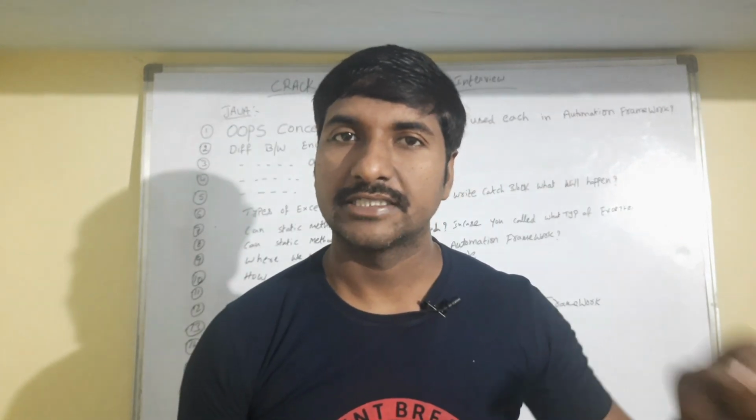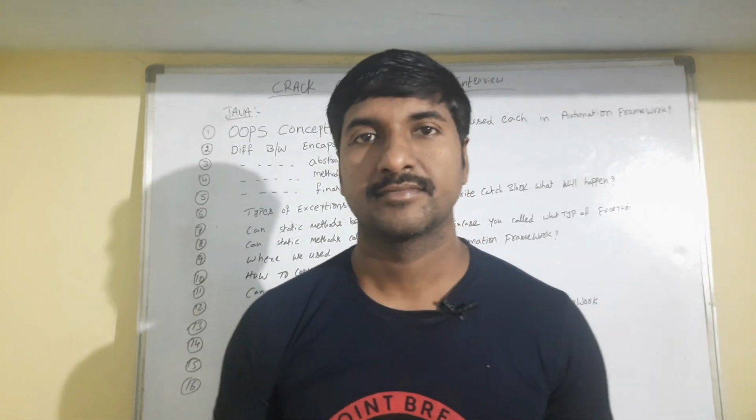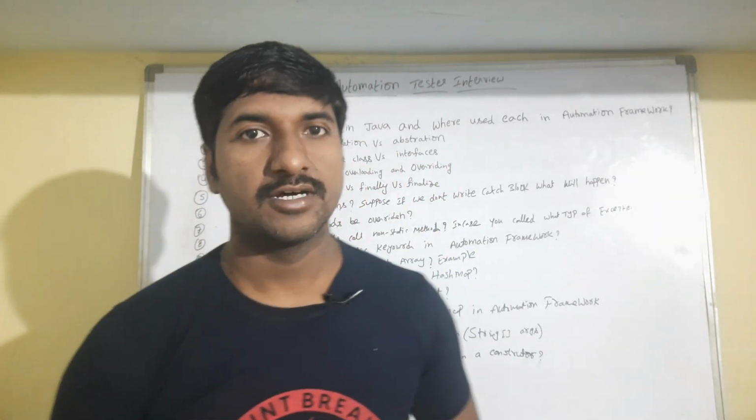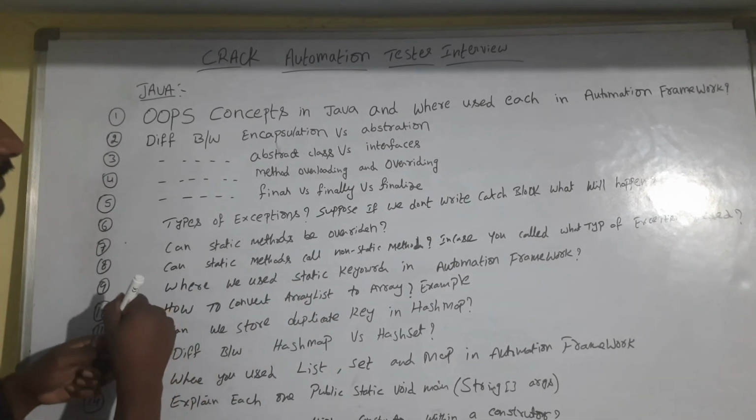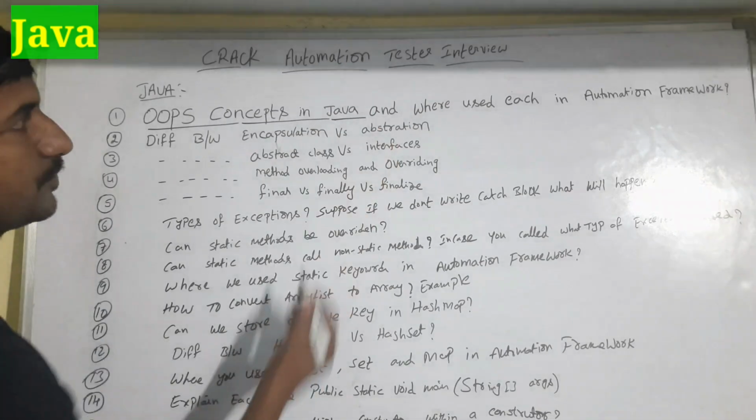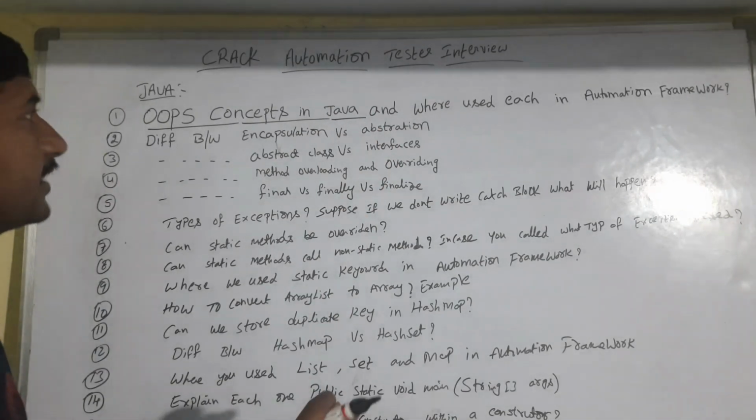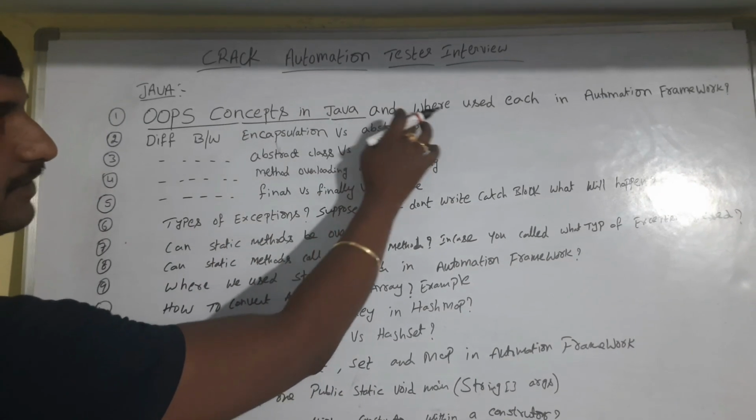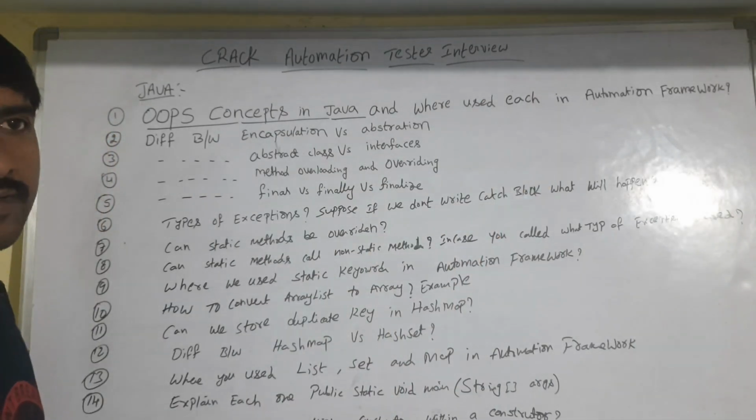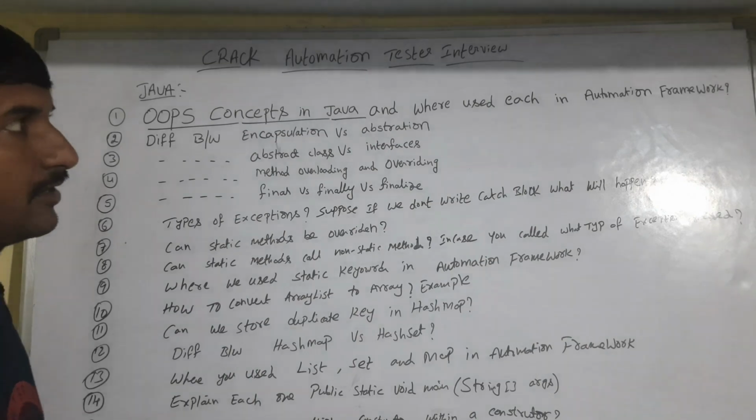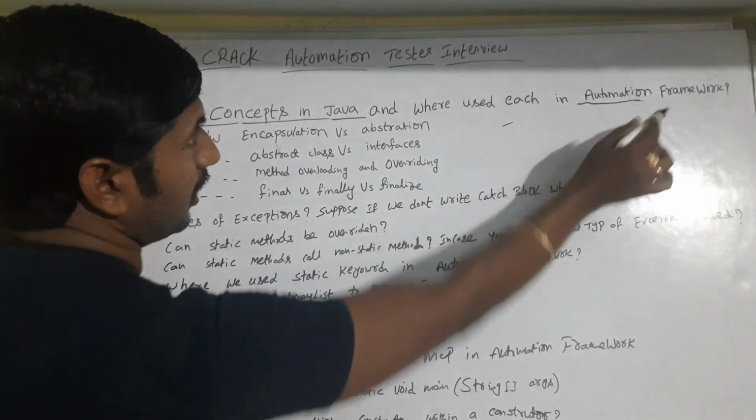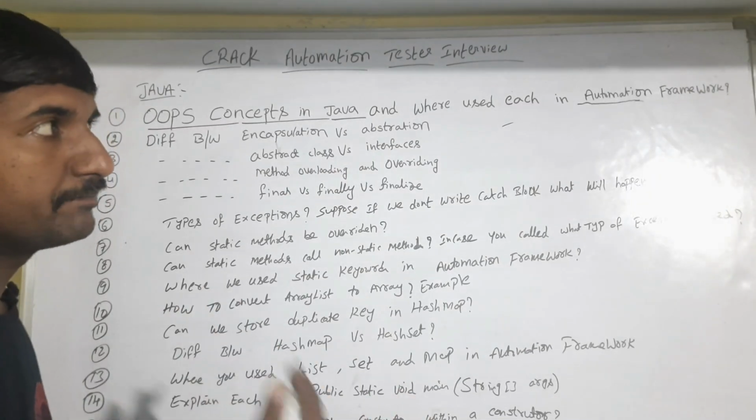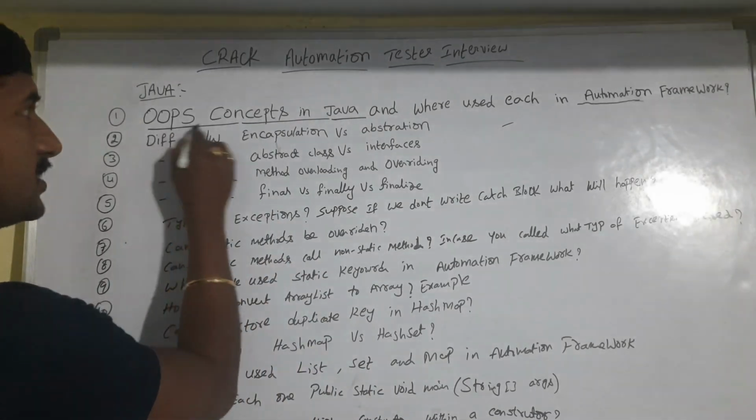Now the interview panel will definitely start the technical interview from core Java concepts. If you're attending as an automation testing engineer with the Java programming language, he will definitely start with core Java. The first question is the OOPS concept in Java. He might ask, can you explain the OOPS concepts in Java and where you used each one in the automation framework? In which area, in which scenario, have you applied object-oriented programming concepts while implementing the automation framework?